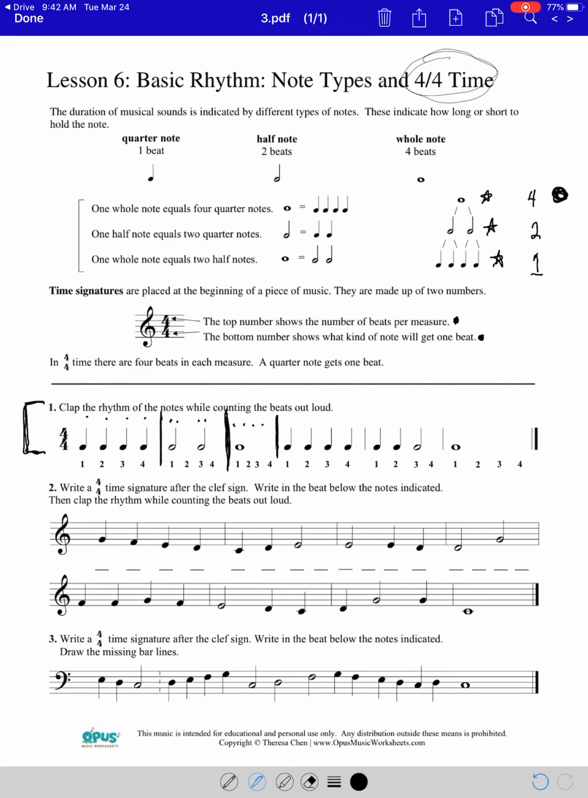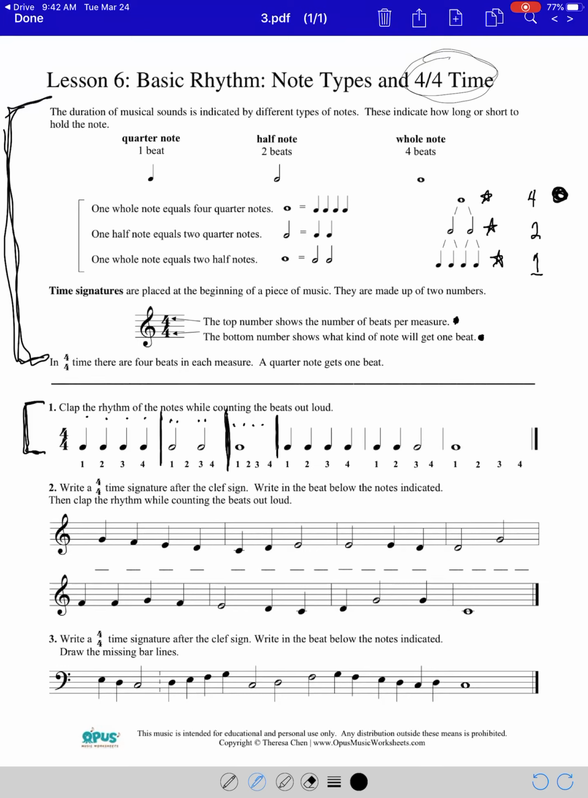Again, if you're ever confused, you can look back at the sheets that came before this, or this section up at the top is a great resource for all of your questions. So, let's look at number 2. It says to write a 4/4 time signature after the clef. We know that this is the clef. So write a 4/4 time signature after the clef.